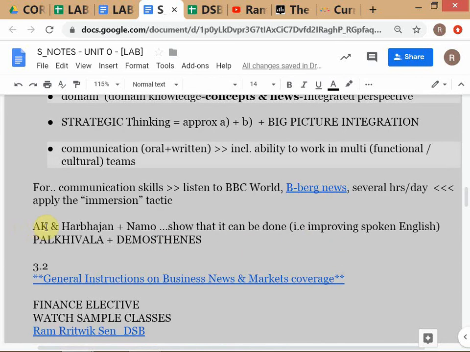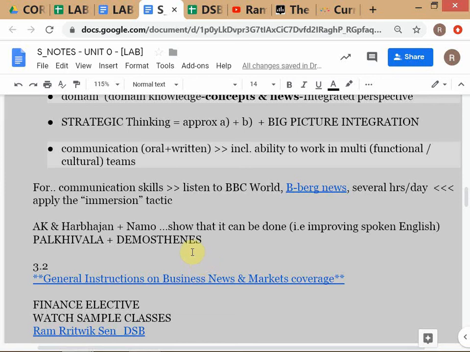You have not seen the young Akshay Kumar, he could not speak any English at all. But now he's able to manage, okay? Harbhajan has also picked up. Mr. Modi has also picked up, although he doesn't speak anymore, but he actually picked up very well and quite quickly. So it can be done. You need to focus on it.